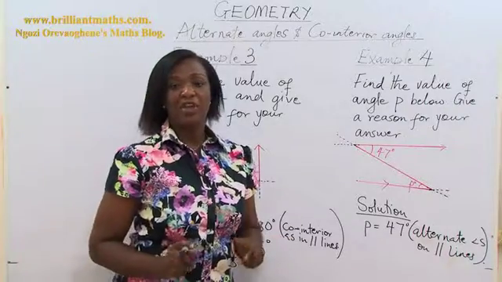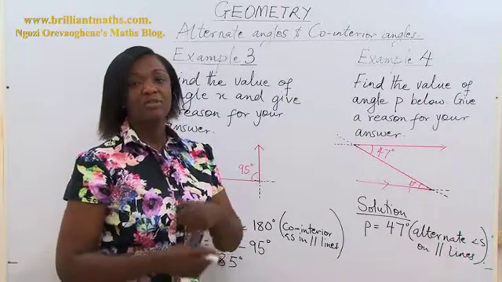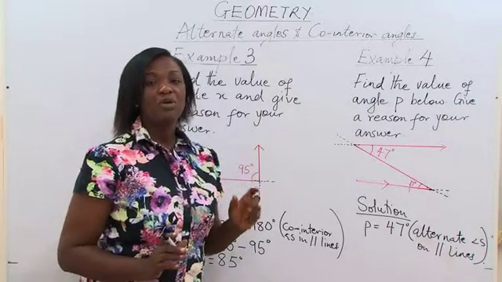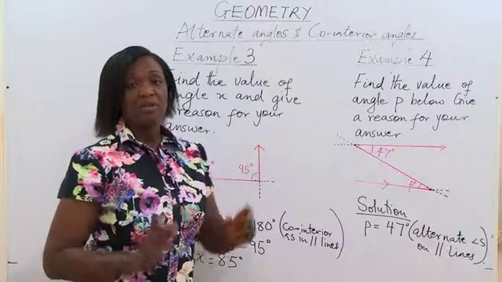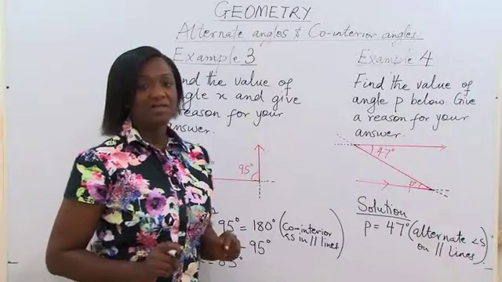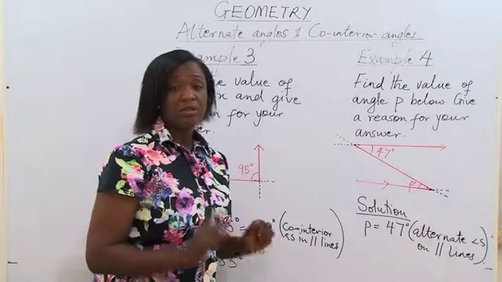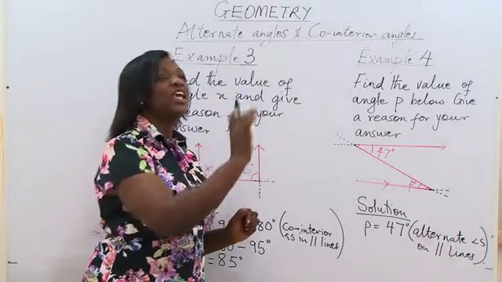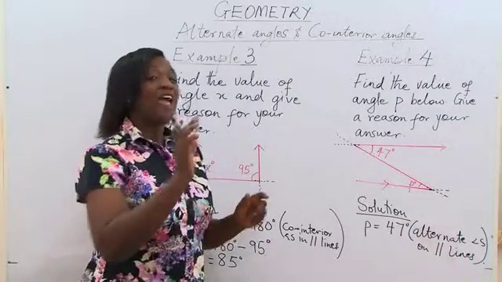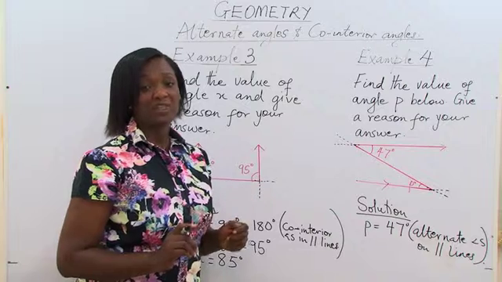So anytime you have a figure, you're supposed to find corresponding angles, co-interior angles, alternate angles, study the shape, find out whether the lines are parallel or not, find out which line is a transversal, which line is cutting across the lines, and then look out for your Z shape for alternate angles, look out for your C kind of shape for co-interior angles, and then look out for the F formation for corresponding angles. They're very easy to identify.